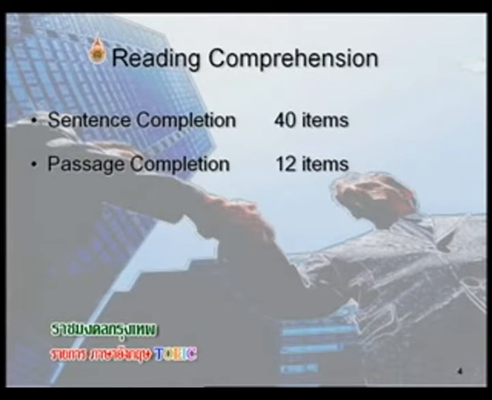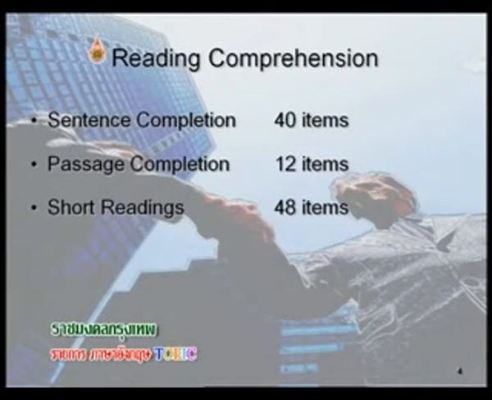Once you finish these 40 items, you are doing the part called passage completion, and there are just 12 items. This part is quite similar to sentence completion, except that the test items come in a full passage, not just a single sentence. You have 48 items waiting for you at the end of the TOEIC test, and this part is called short readings. This part purely tests your reading skills. There are altogether 48 items in this part, which conclude the 100-item reading comprehension test.